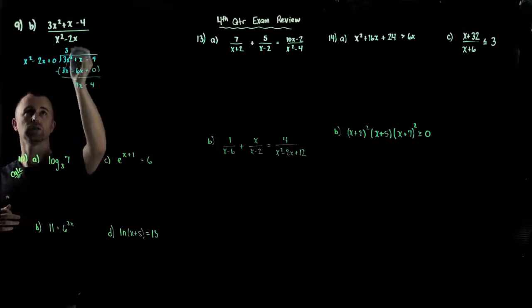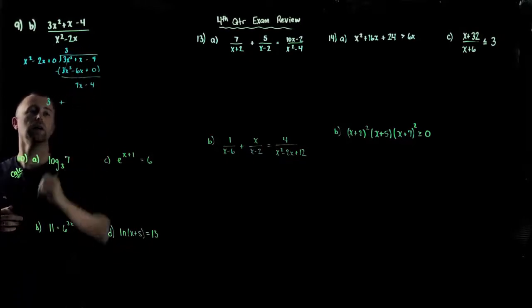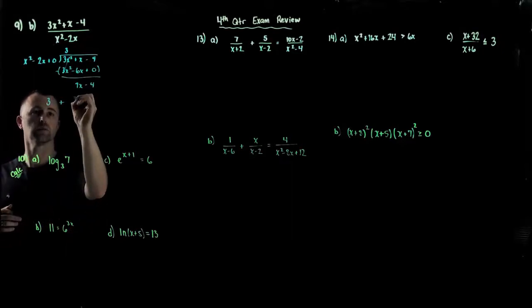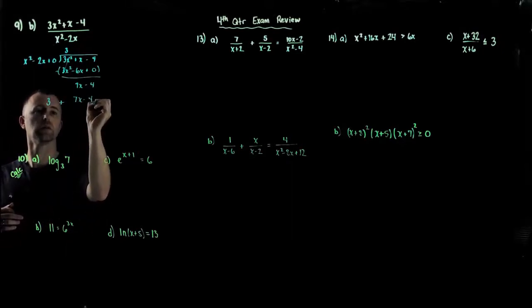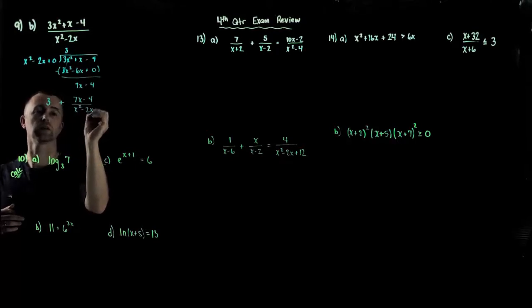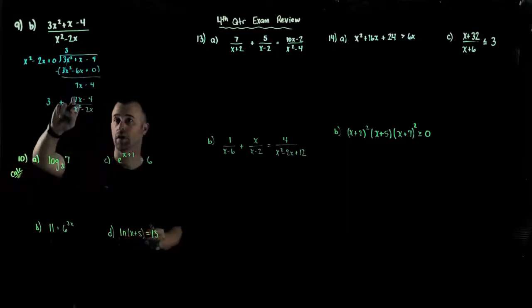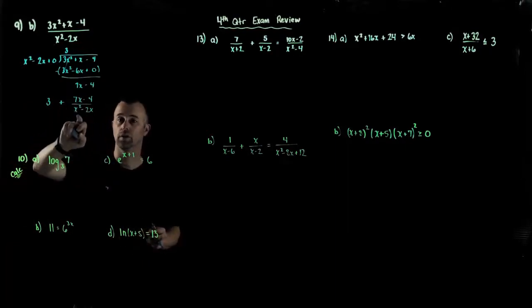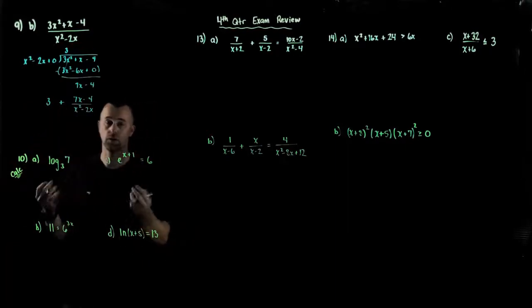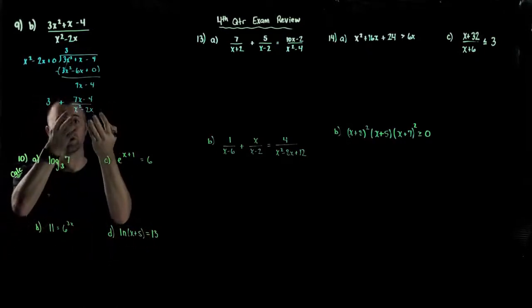So our quotient is 3. So we're going to get 3, which is now plus my remainder 7x minus 4, and that's over x squared minus 2x. So I've broken this up a little bit here. I now have a numerator with a degree of 1 and a denominator with a degree of 2. So now I can do my partial fraction decomposition of this term.